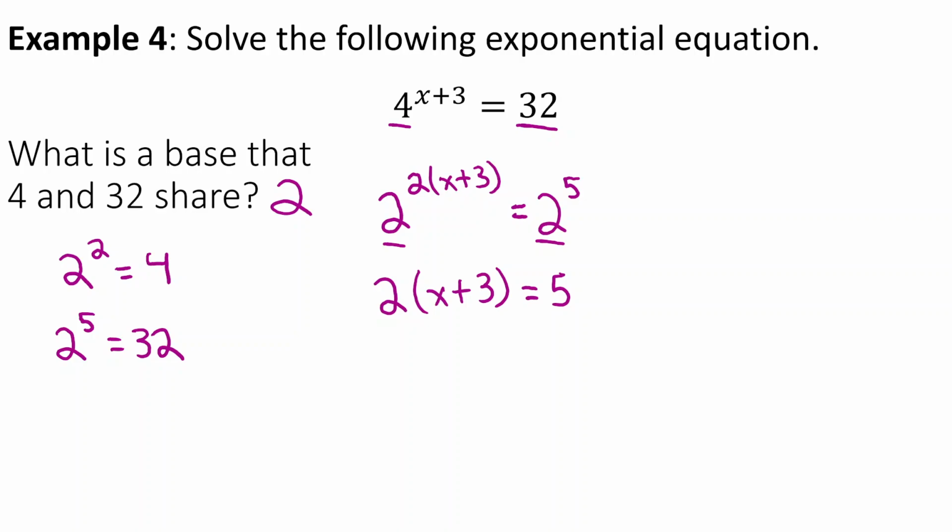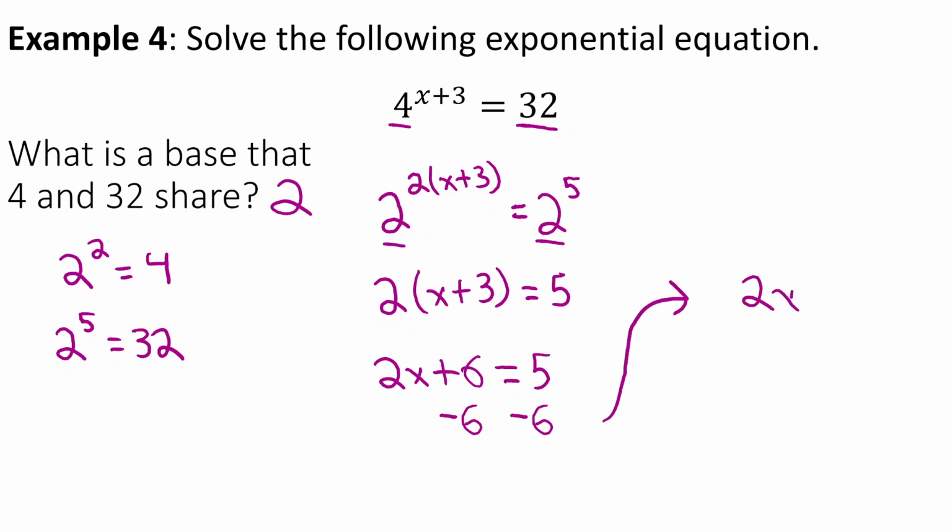The next step just uses algebra. We can use the distributive property to multiply the 2 by the x and by the 3, which gives us 2x plus 6 equals 5. The next step is to subtract 6 from both sides, which gives us 2x equals negative 1. Then we can divide both sides by 2 to give us x equals negative 1/2.